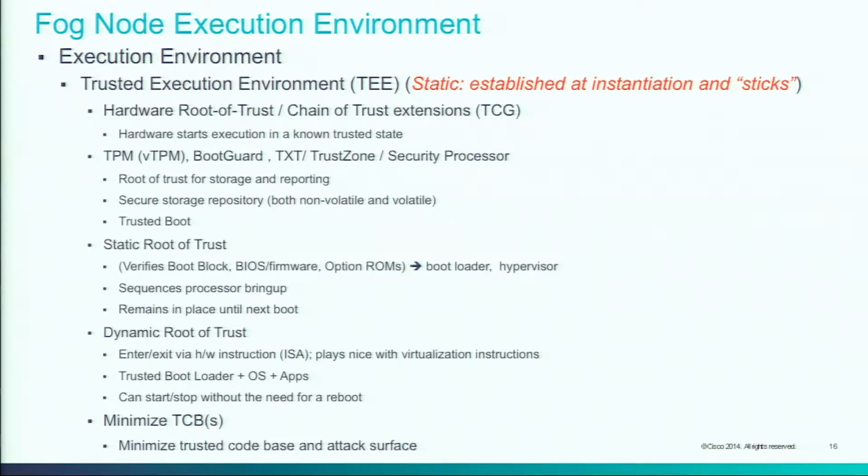So trusted execution environment. It's static, it's established in installation and sticks. We'll go back through the picture later and look at this, but essentially the hardware root of trust and chain of trust extensions defined by the Trusted Computing Group, the hardware starts in a known, trusted state. There are various implementations of how you extend that trust depending on manufacturers. With Intel, there's things like TPM and BootGuard and TXT. With ARM, there's TrustZone. With other manufacturers, there's security processor.